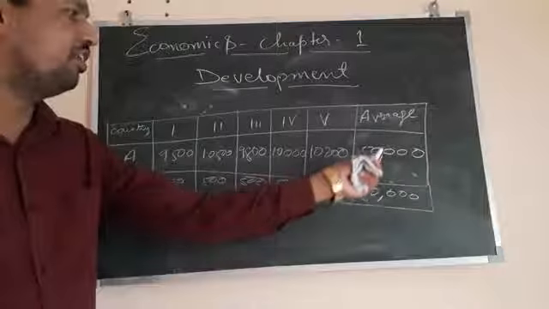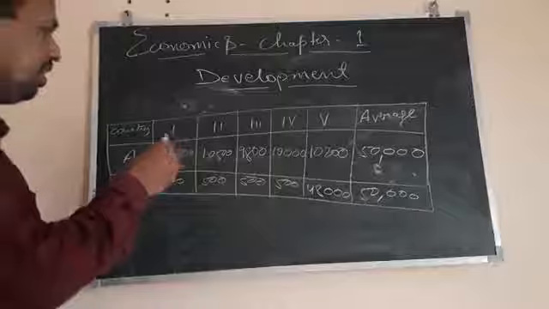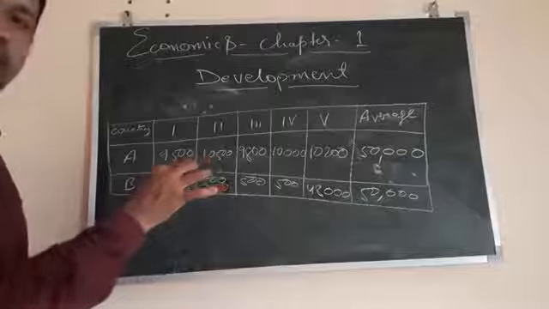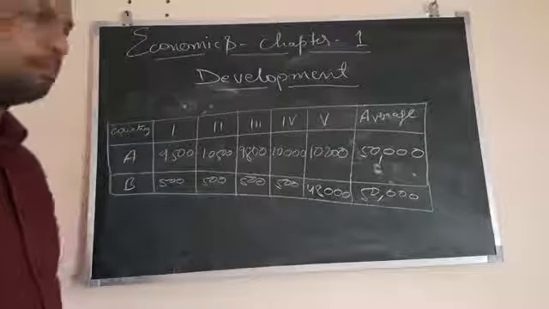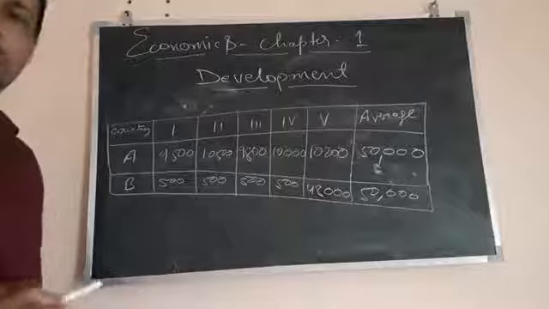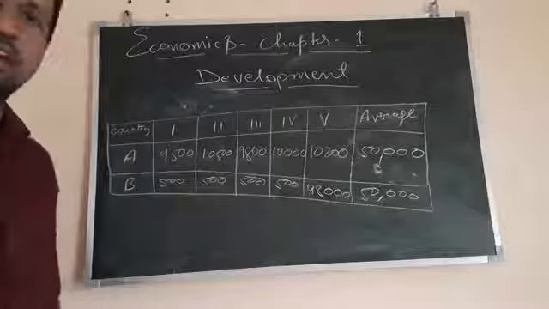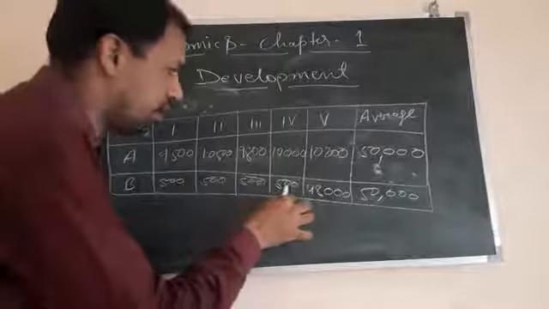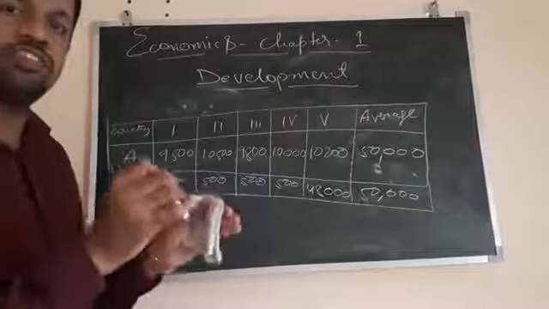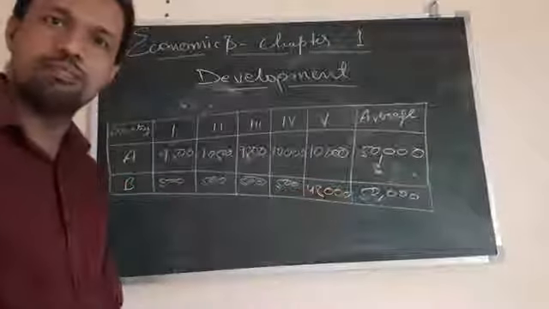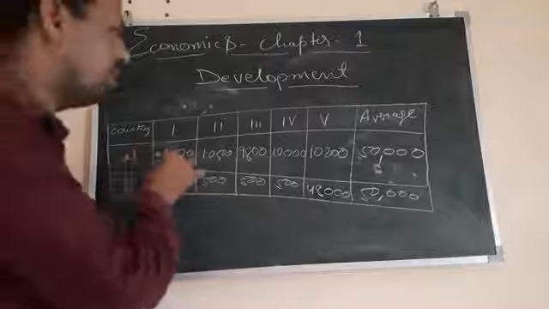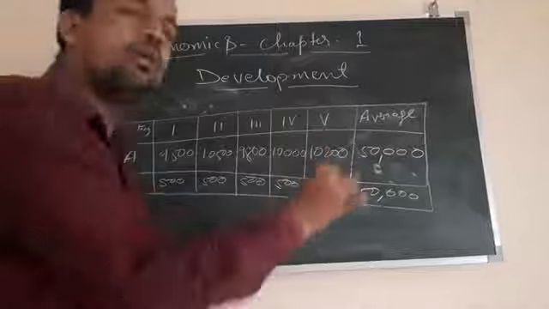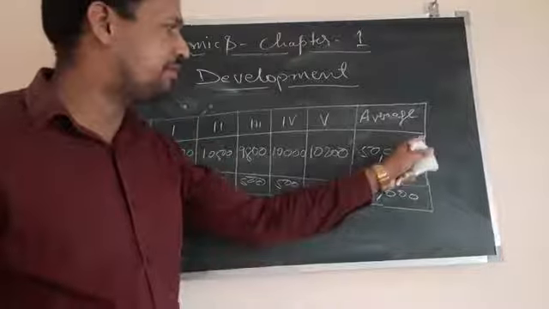Both the countries' average is 50,000, but if you see the earnings of the first, second, third, fourth, fifth person in country A, there is not much difference. Maybe from 200 to 500 maximum difference we find in this country. But in country B, the majority of the people are earning the same and a very small section of society is earning the highest income. So in country A there is no income disparity, but in country B there is a huge income disparity, though the average income is the same.